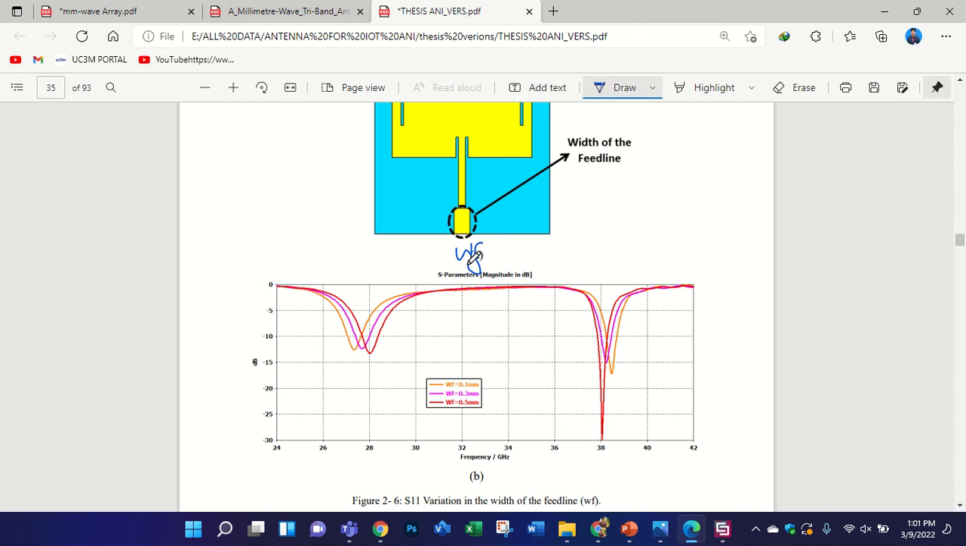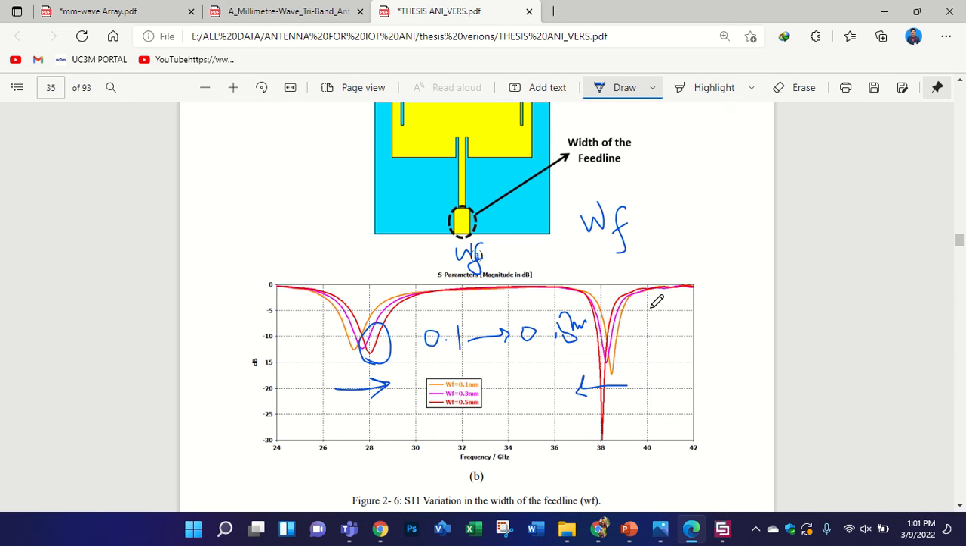Okay, this is WF. When it is less, and when we moved it up to 0.5 millimeter, what will happen with your frequency? Your frequency at this band is shifting towards the higher frequency band. But at this point it is shifting to the lower frequency band.